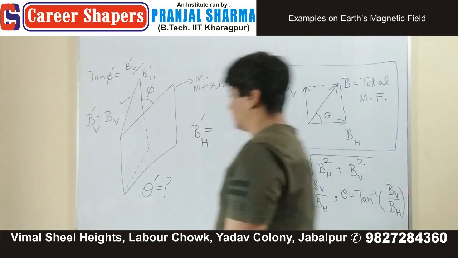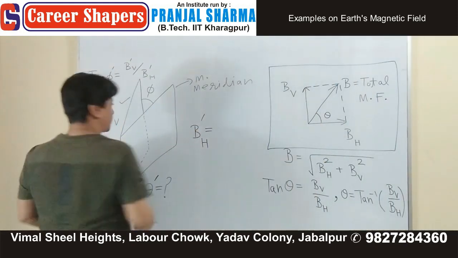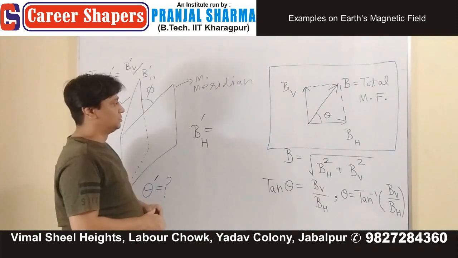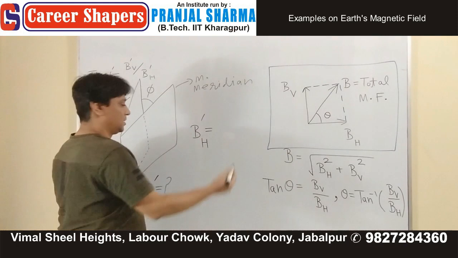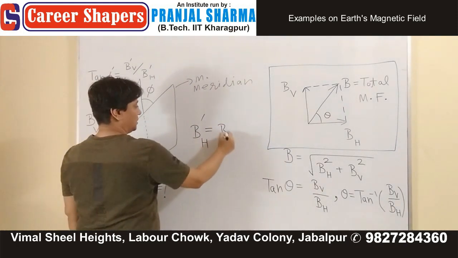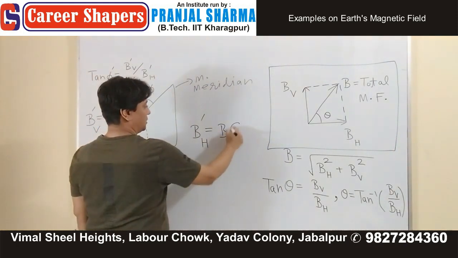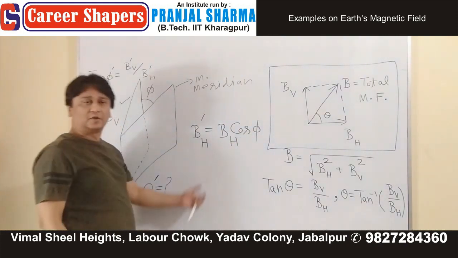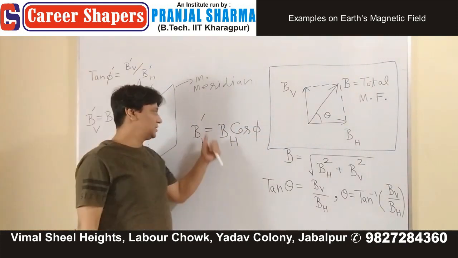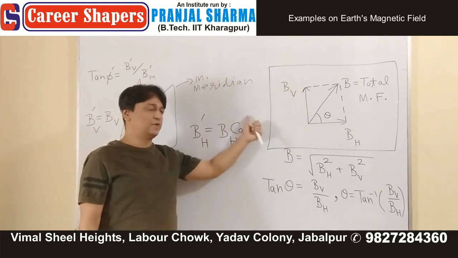I don't know what makes you produce all the wrong answers. You're supposed to write this: BH dash is BH cos phi.